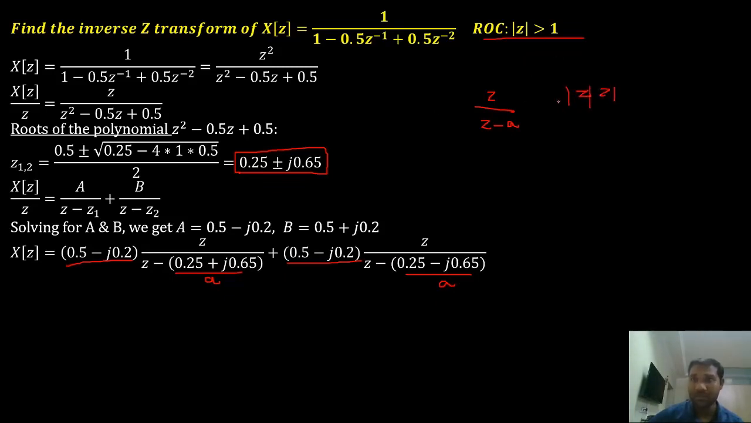That means it's a causal term. Mod z is greater than 1, that means it's a causal signal. What is the causal signal corresponding to this? It is going to be a power n into u of n. So a power n.